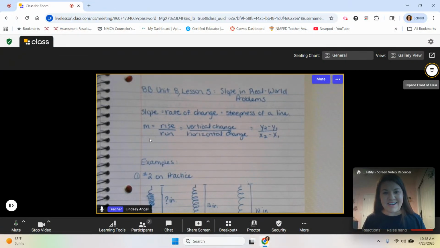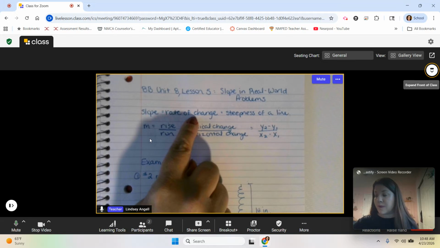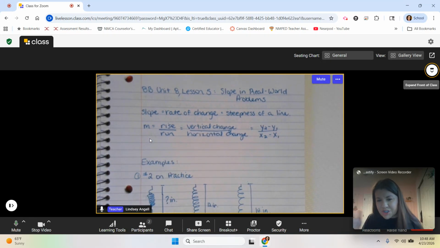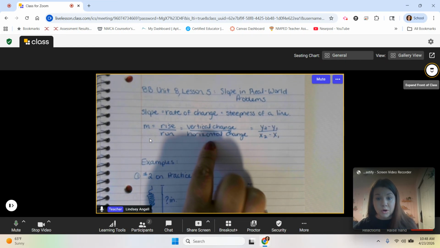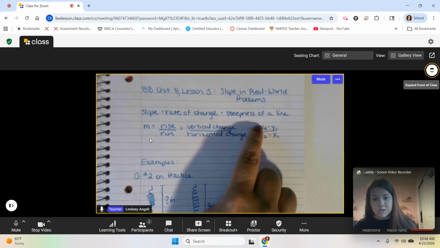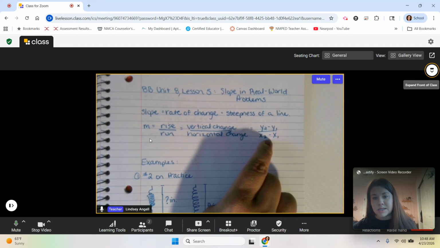Hi guys. All right, Unit 8, Lesson 5, Slope in Real World Problems. So remember, we know slope now as multiple things. We know it as slope, we know it as rate of change, and then in general terms, it's how steep a line is, right? It's like we're thinking about those mountains, right? And to find the rate of change or the slope, we're still going to use rise over run, or the vertical change over the horizontal change. So really it's the difference between your y values and the difference between your x values.